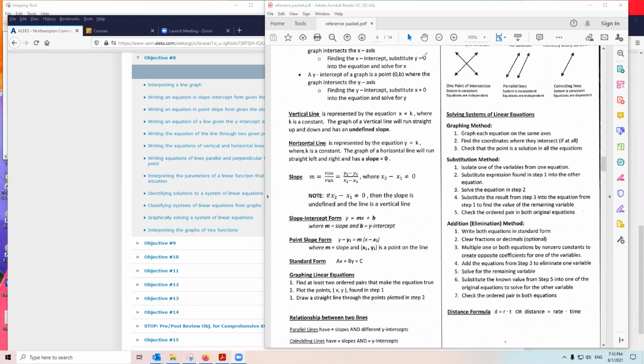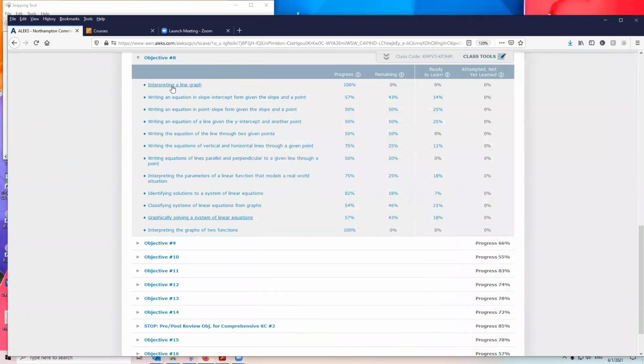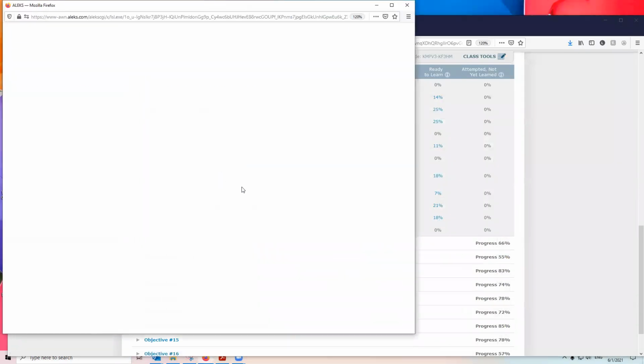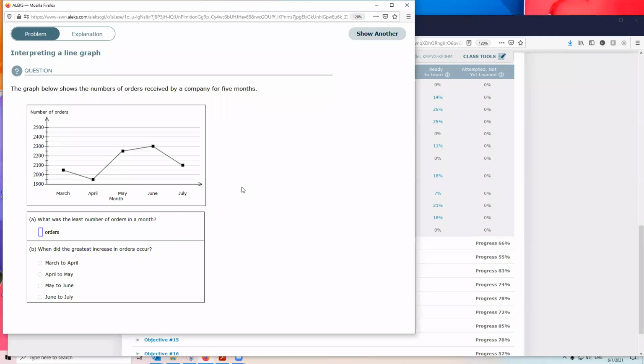All right, so let's go back and let's do a few topics. This one says interpreting a line chart. So this is asking you to look at a chart and answer a few questions about it. All right, let's read this. It says the graph shows the number of orders received by a company for 5 months. So it looks like the months are on the horizontal axis, the number of orders are on the vertical axis.